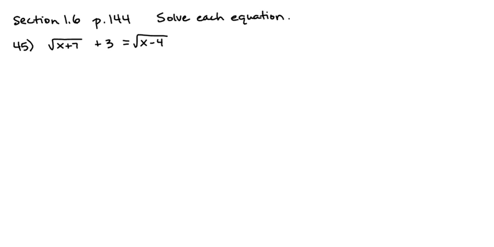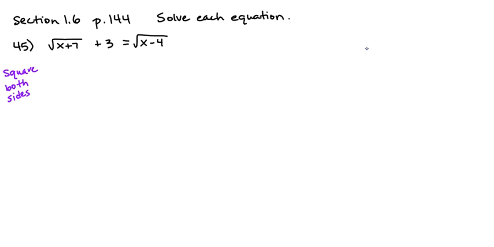This is problem number 45 from page 144, and we're solving radical equations. To undo a square root, you square. So what we want to do is square both sides of the equation. I want to remind you, though, that squaring a side is different from squaring each individual term.